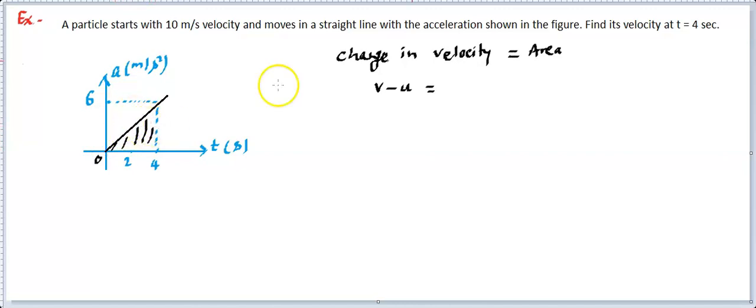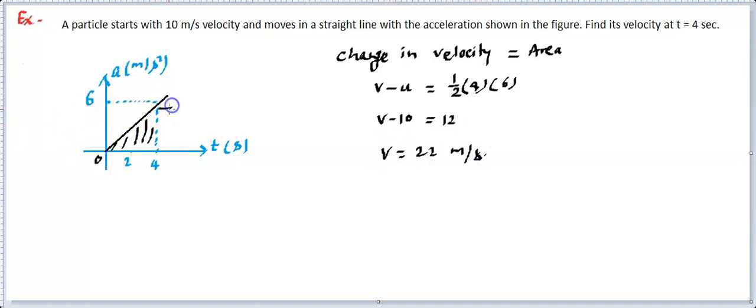Can you find this area? Yes, we can easily find it. This is a triangle, so half base times height. How much is the base? Base is 4, into height. What is this height? This is 6. So half of 4 times 6 will come to 12 basically. So we will get V minus 10 is equal to 12. So what did V come out to be? 22 meters per second. That's our answer, right?